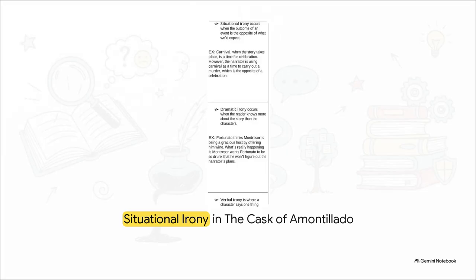Let's look at a specific trick of the trade: irony. Starting with situational irony in Poe's The Cask of Amontillado. Situational irony is when the outcome is the exact opposite of what you'd expect. Setting a story during the carnival season, a time of joyous celebration, while a dark, calculated murder is taking place, that is a perfect example. The setting completely contradicts the action.